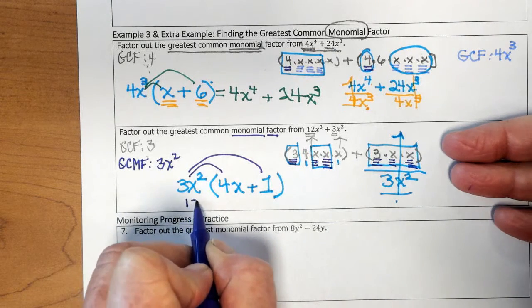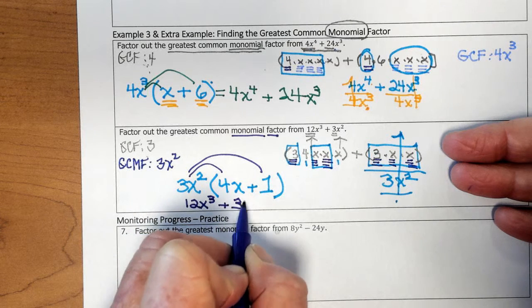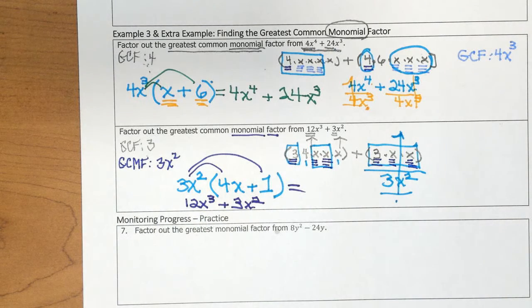So I have 12x to the power of 3 plus 3x squared. And that's what all that's equal to.